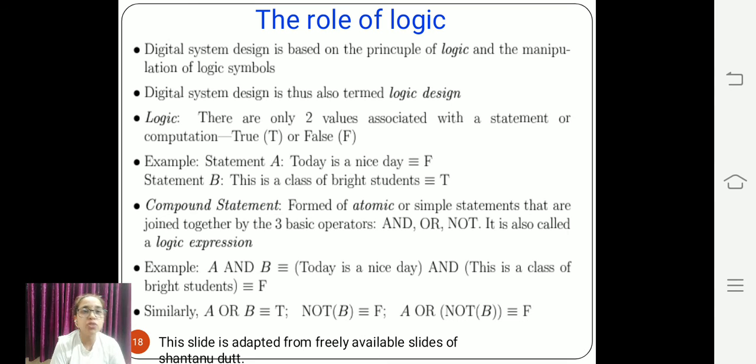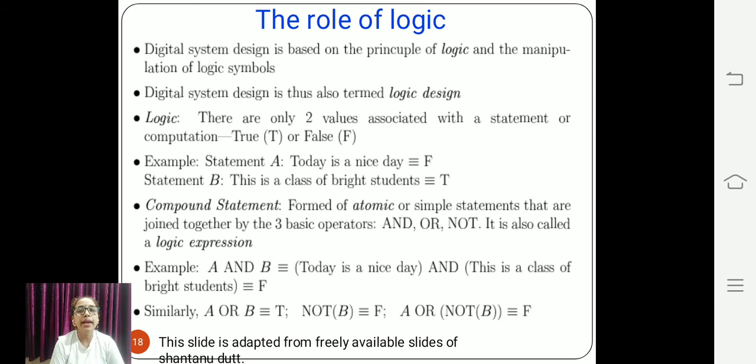It is formed from atomic or simple statements that are joined together by the three basic operations. We know that the three basic gates are AND, OR, NOT. It is also called a logic expression. By using these three operations AND, OR, NOT, I can write an expression that is called a compound statement, or this is also called a logic expression.